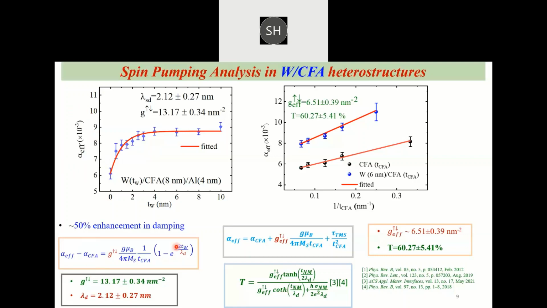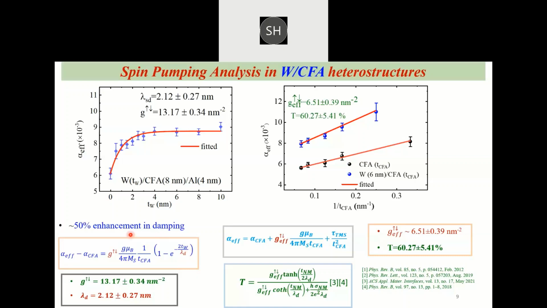And fitting this with this ballistic model, we have tried to get the spin mixing conductance and the constant of the interface and spin diffusion length of beta tungsten. The spin mixing conductance is found to be 13.17 nanometer to the minus 2, and spin diffusion length of beta tungsten is found to be 2.12 nanometer. However, it should be noted that this model does consider the spin backflow from the tungsten layer through this exponential term, but it does not consider the spin backflow from any surface of the CFA layer.